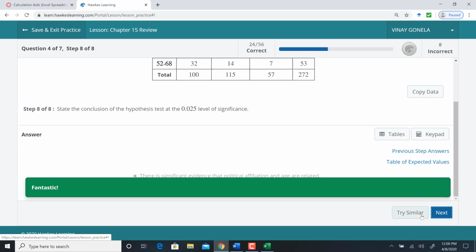So I'll submit this. This is how we will be solving problems on chi-square distribution, and this concludes my lecture on chapter 15. Thank you.